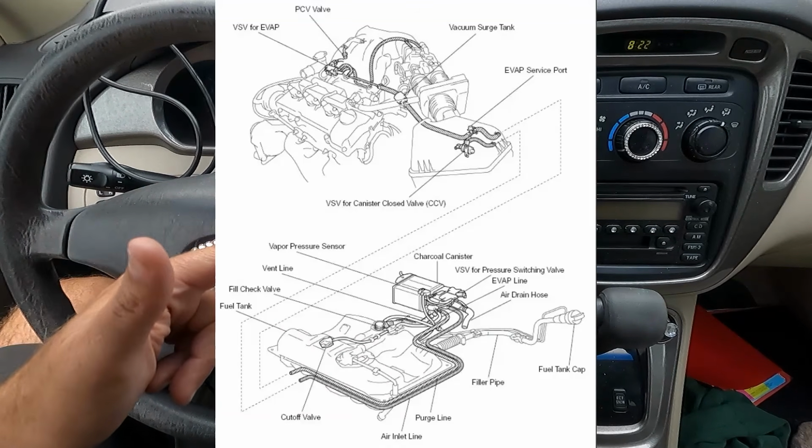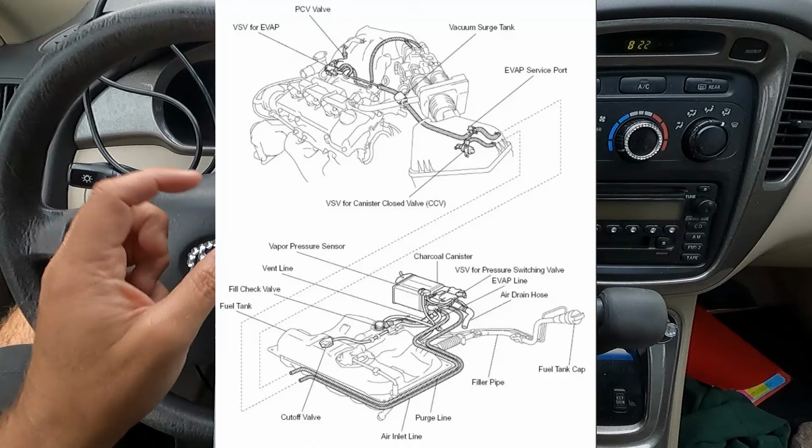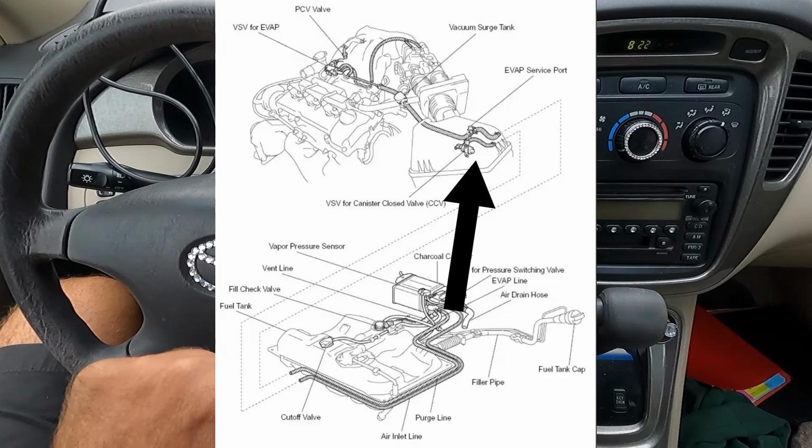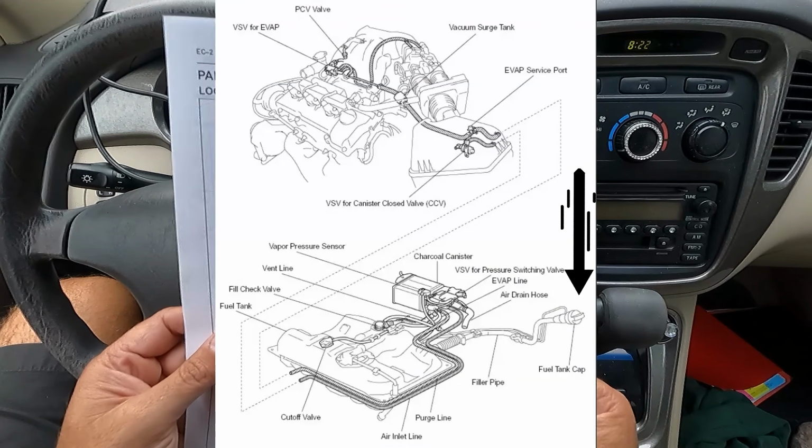Now you can see we have several different valves. We have the purge valve up here on the top. They call it the VSV for Evap. We also have the canister closed valve, which is the VSV right here near the air cleaner. And we also have another switch or VSV down here near the charcoal canister. You do need to make sure that your gas cap is sealing properly.